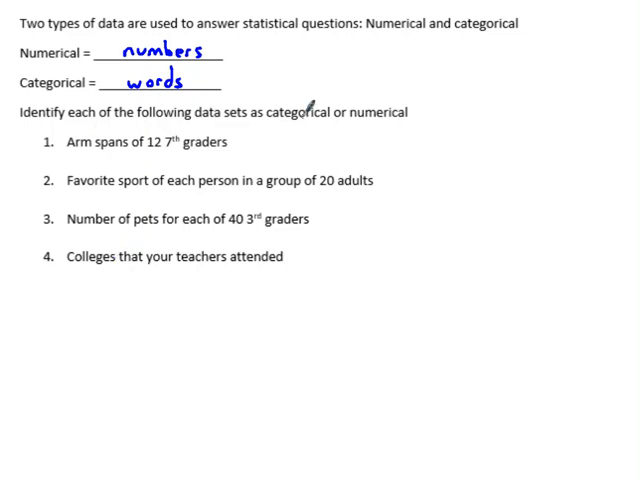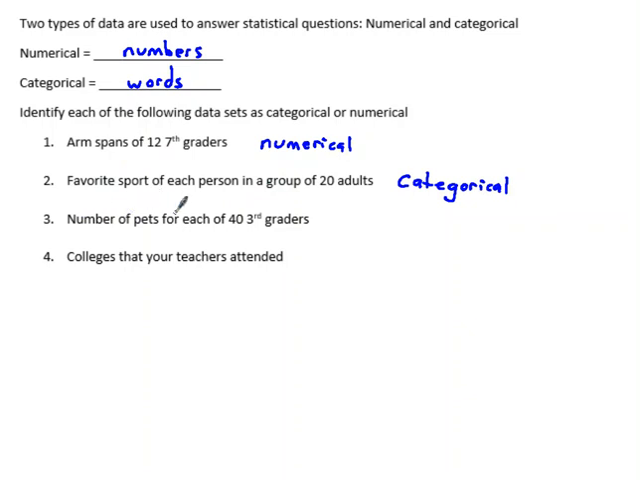So for each of the following, we're going to identify if it's categorical or numerical. The arm spans of 12 7th graders. That would be numerical because that is a length, it is a number. The favorite sport of each person in a group of 20 adults. That is going to be categorical because our answer is not a number, it is the favorite sport.